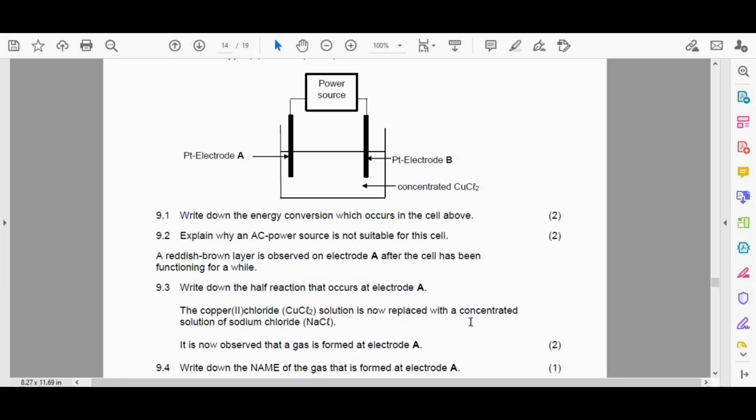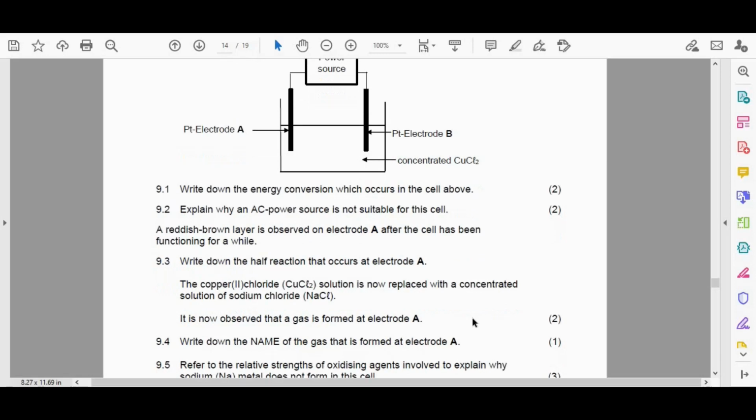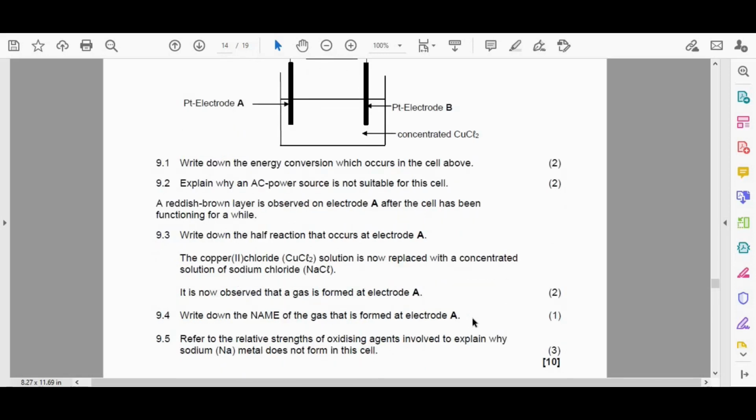The copper(II) chloride, CuCl2, solution is now replaced with a concentrated solution of sodium chloride, NaCl. It is now observed that a gas is formed at electrode A. Write down the name of the gas that is formed at electrode A. Let's have a look at this one more time: the copper(II) solution is replaced with a concentrated solution of sodium chloride, NaCl. We had concentrated CuCl2 in solution there, and we've replaced that now with NaCl.